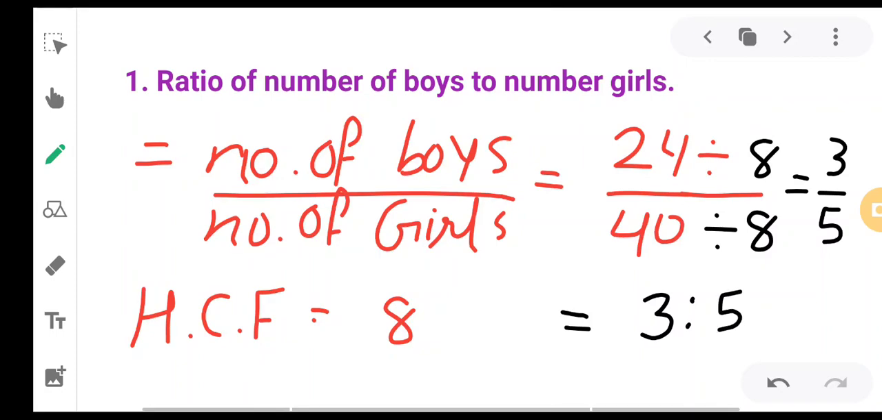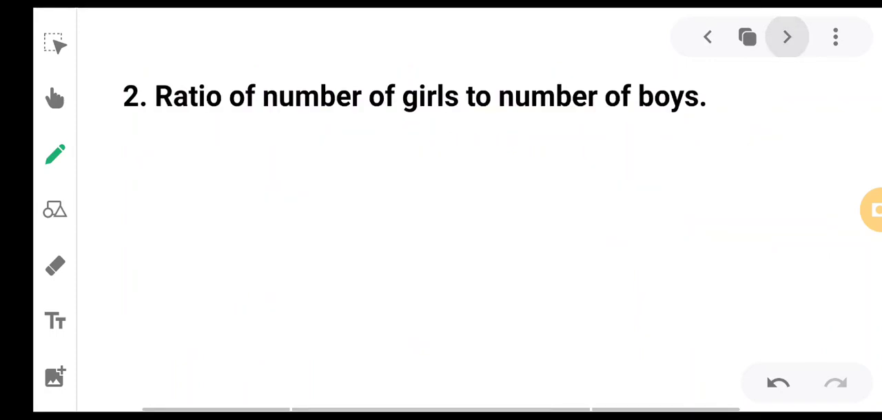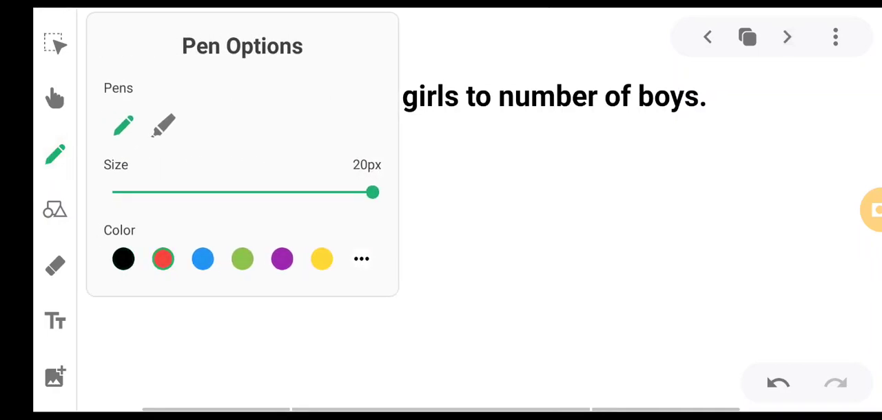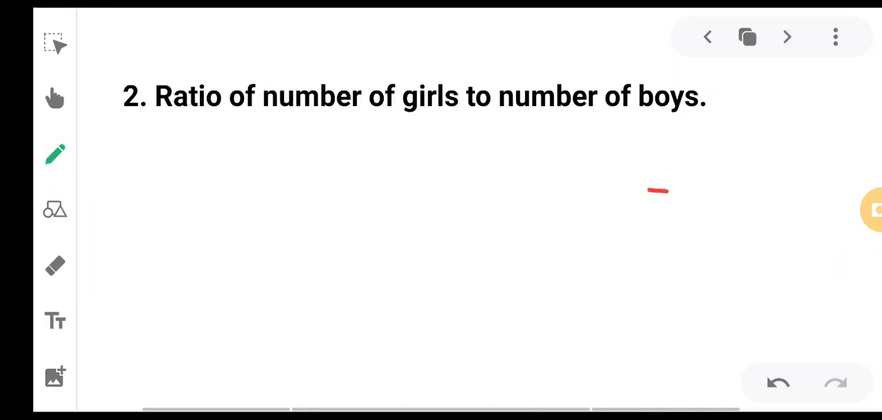So we can say that the ratio of the number of boys to the number of girls is 3:5. Same, students, you have to find the ratio of the number of girls to the number of boys. I know you can easily find it, and for your help, the final answer is 5:3, and you can check whether your answer is correct or not.